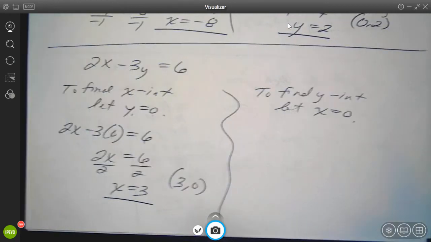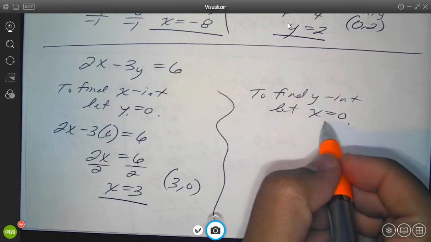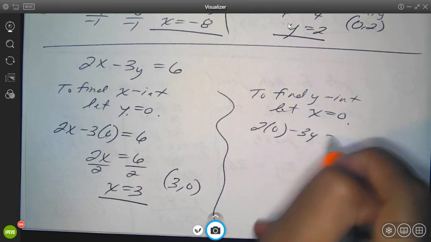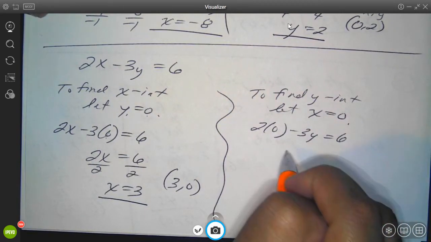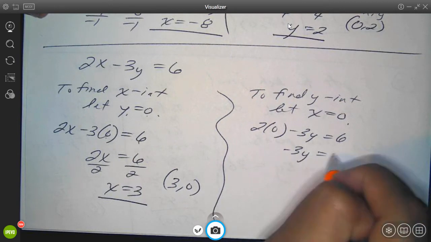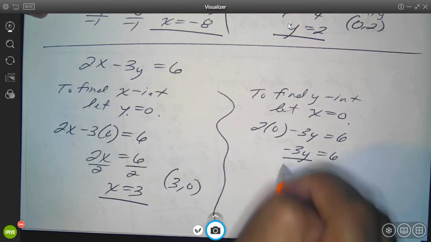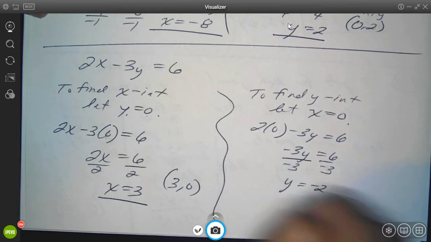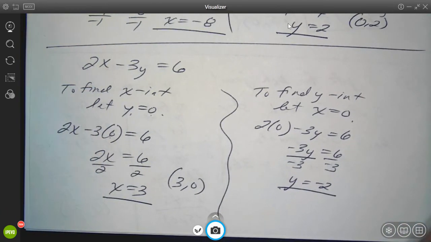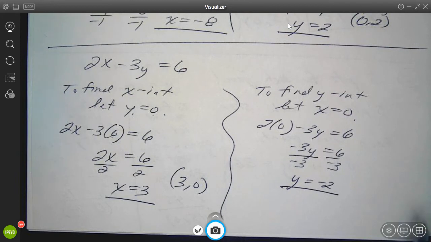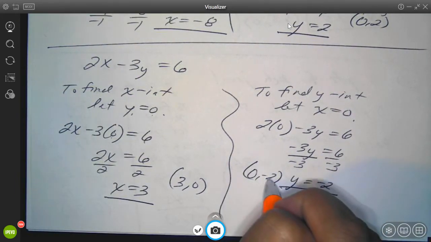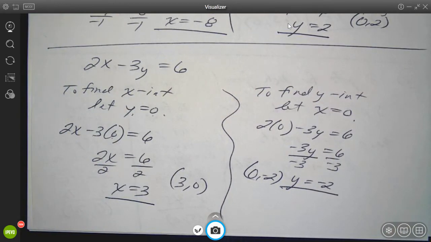To figure out my y-intercept, I let x equal 0, so I have 2 times 0 minus 3y is equal to 6. I'm left with negative 3y is equal to 6. To solve for y, I divide by negative 3. y is equal to negative 2. But remember, we're going off of a coordinate point because we're graphing. So my point is (0, negative 2). There it is.